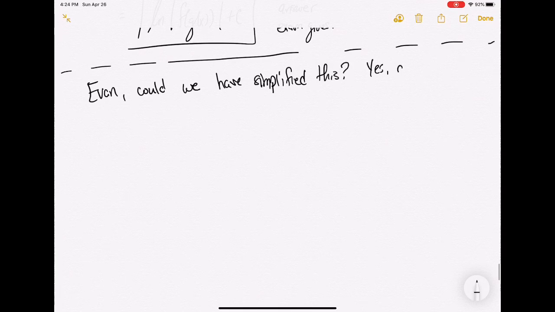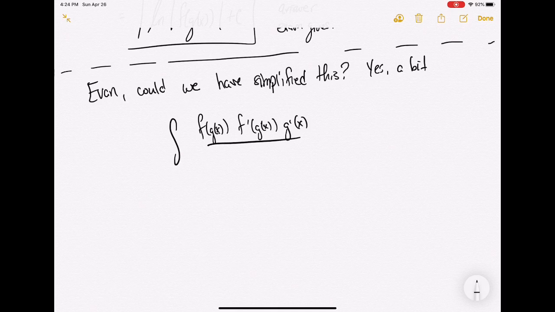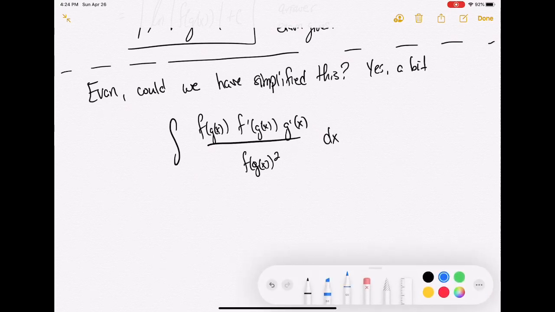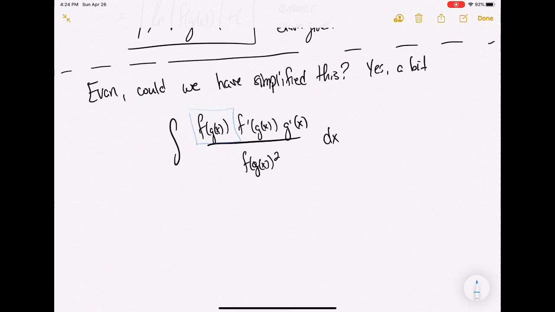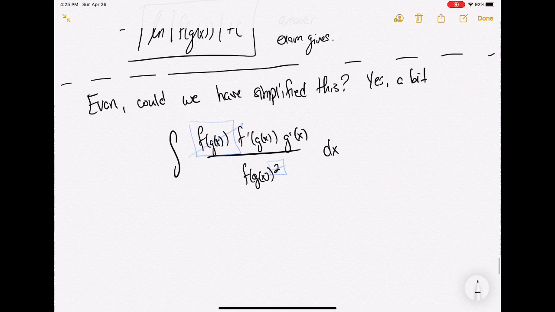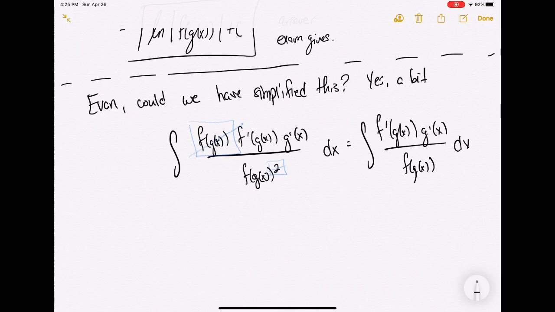Yes, a bit. You could have written it as, here, when I have f of g of x squared on the bottom, you could have canceled that f of g of x with one of these. So it would have ended up being f prime of g of x, g prime of x divided by f of g of x. That would have made your life a little bit easier.